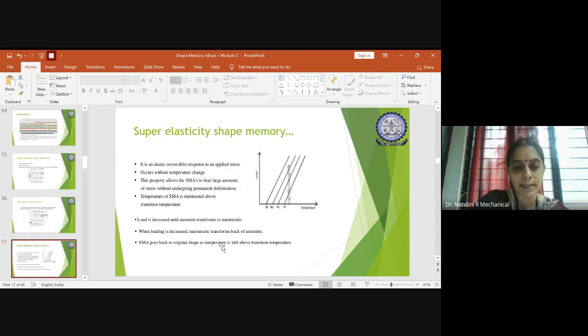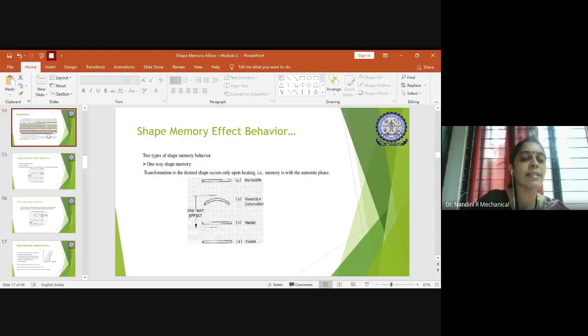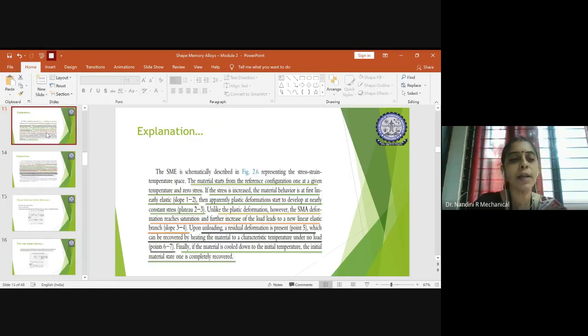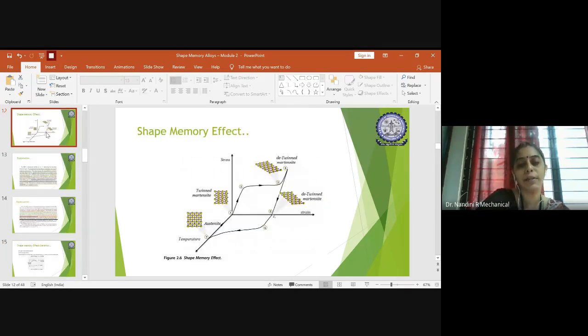And the last characteristic is that the shape memory alloy goes back to the original shape while the temperature is still above the transition temperature. And it mainly depends upon the type of alloy you are using. Sometimes the shape memory alloy can come back to its original shape even though the temperature is above the transition temperature. So it has the capability of coming back as the temperature starts reducing.